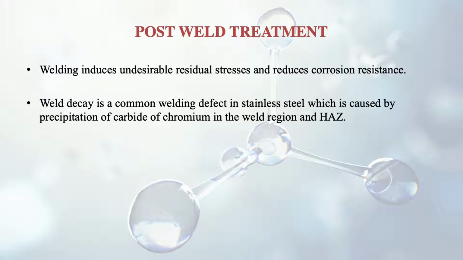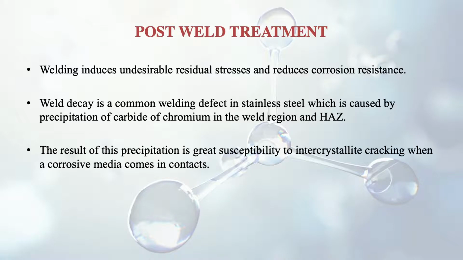And weld decay, if you have read about manufacturing science and the welding process, you must know about this defect called weld decay. It's a common welding defect in stainless steel, and it is caused by precipitation of carbide of chromium. Again chromium carbide is coming, and this is formed in the weld region and the heat affected zone. HAZ means heat affected zone. The result of the precipitation is great susceptibility to intercrystalline cracking. So due to this chromium carbide, there can be intercrystalline cracking, and there is reduction in the corrosion resistance.